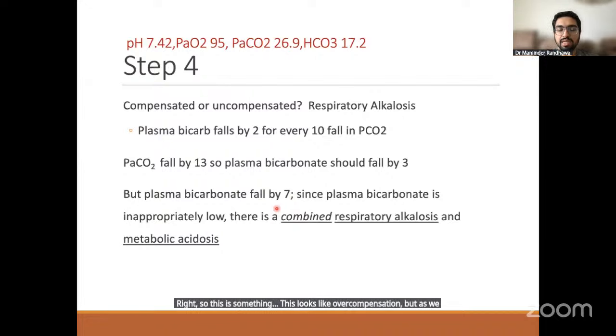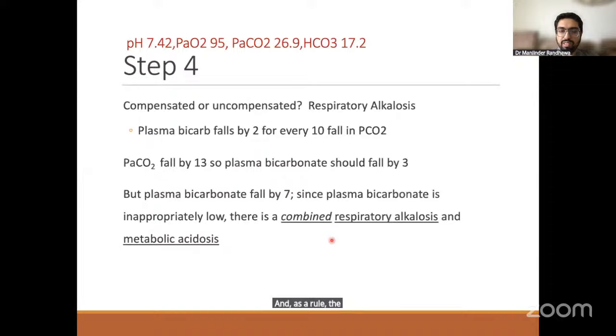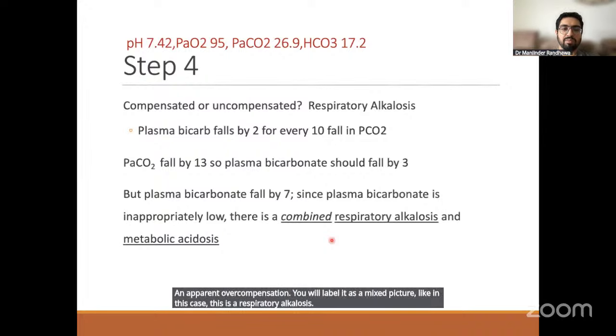But as we discussed earlier, the body never overcompensates unless there is a secondary disorder. So here in this patient, you will label this patient as a respiratory alkalosis along with the metabolic acidosis. Okay, so there is a mixed picture here. There is an apparent overshoot in compensation, and as a rule, the body never overcompensates. So if there is an apparent overcompensation, you will label it as a mixed picture. Like in this case, this is a respiratory alkalosis along with the metabolic acidosis.